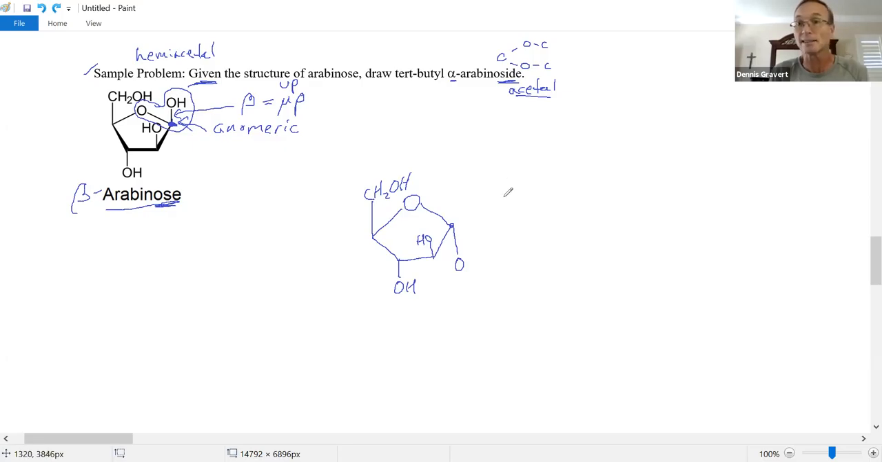And to make this an acetal, we need some carbons here. Well, a methyl group, what? A benzene ring, what? A tert-butyl group. There you go. I don't know why that's so long, but there you go. I think I'm done. Here's a tert-butyl, got it. Alpha, got it. This bond's the alpha form.